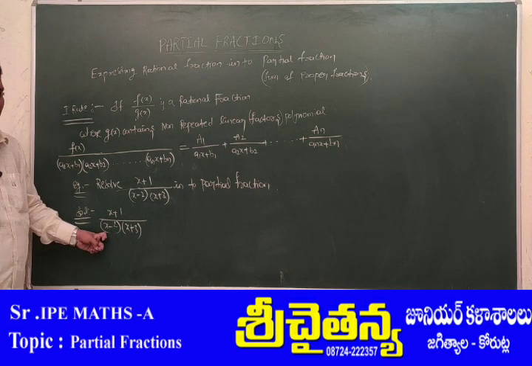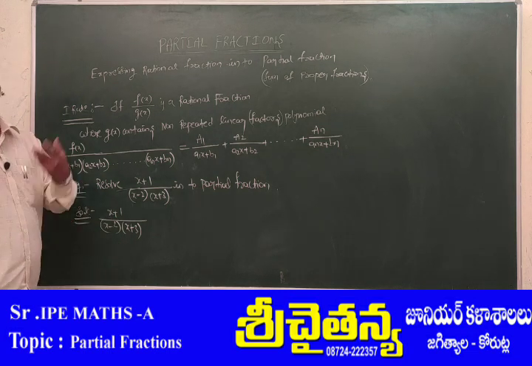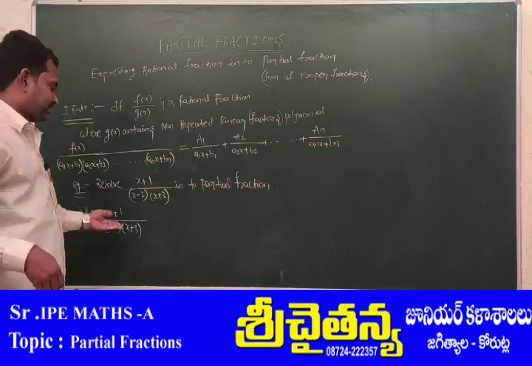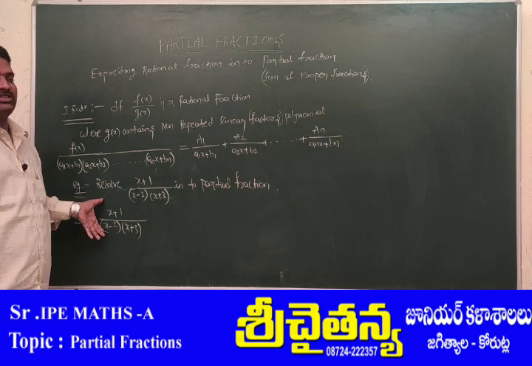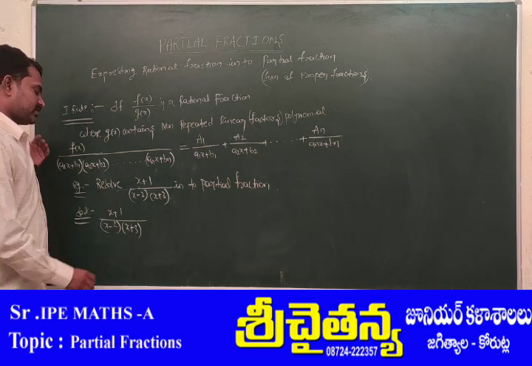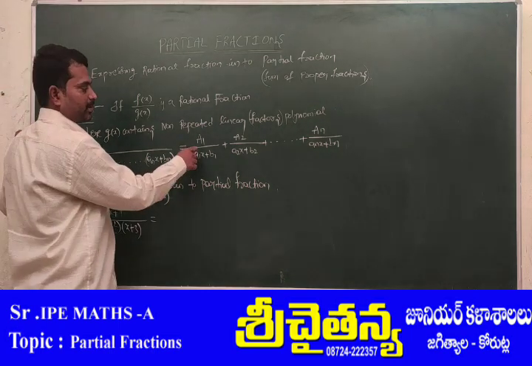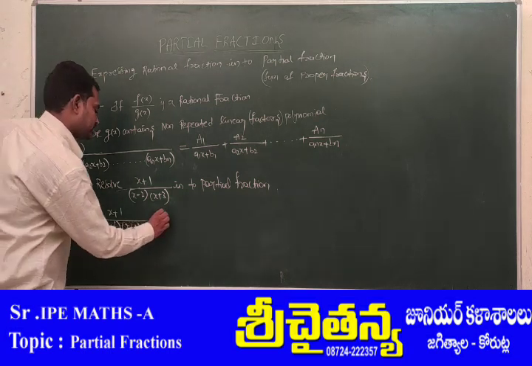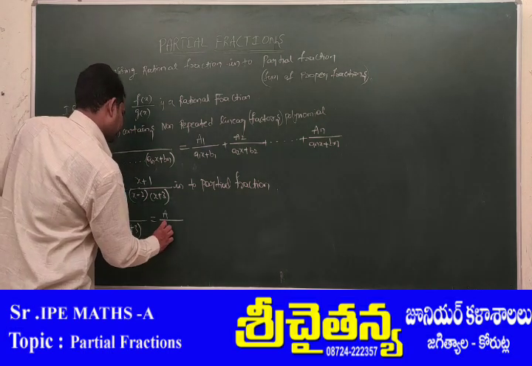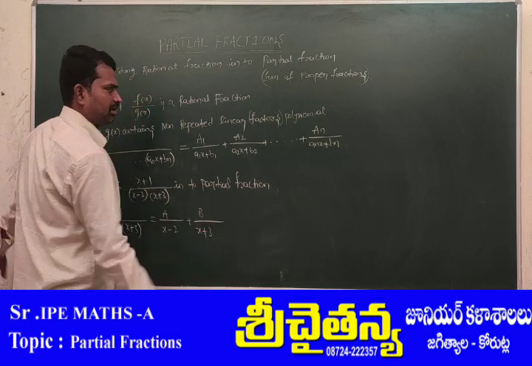X minus 2 is non-repeated, only once is there. X plus 3 is also only once. Sometimes in questions, x minus 2 whole square will be given, and in that case it is a repeated linear factor. But here only once is there. That's why this question is under rule 1. So (x plus 1) by (x minus 2) into (x plus 3) can be expressed as a sum of partial fractions. Here, how many linear factors? Only 2 are there. That's why we write A by (x minus 2), and next one is B by (x plus 3), like this.